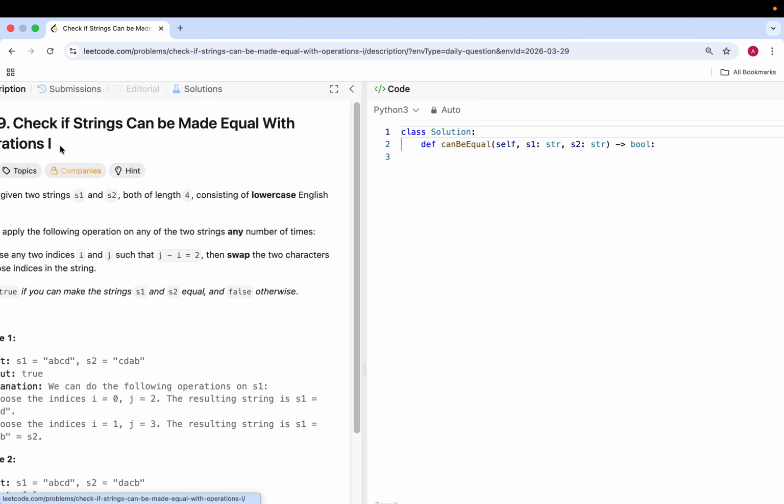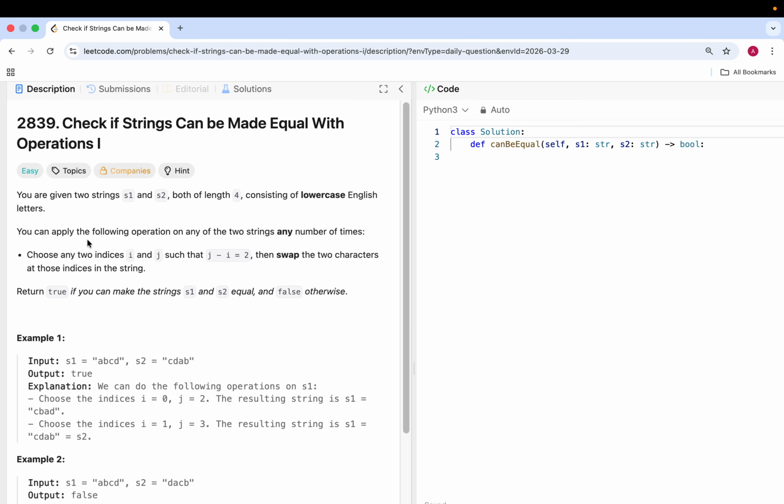Number 1. All right. You're given two strings, S1 and S2, both length 4. Oh, wow. That's very specific. Consisting of lowercase English letters. You can apply the following operation on any of the two strings any number of times.